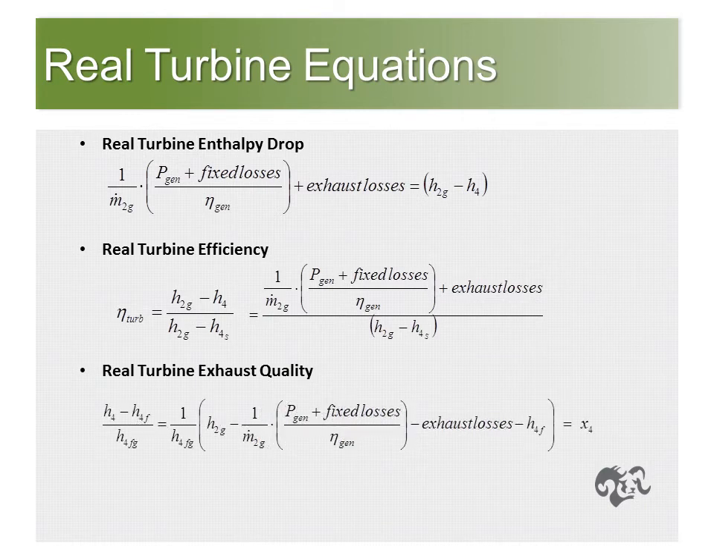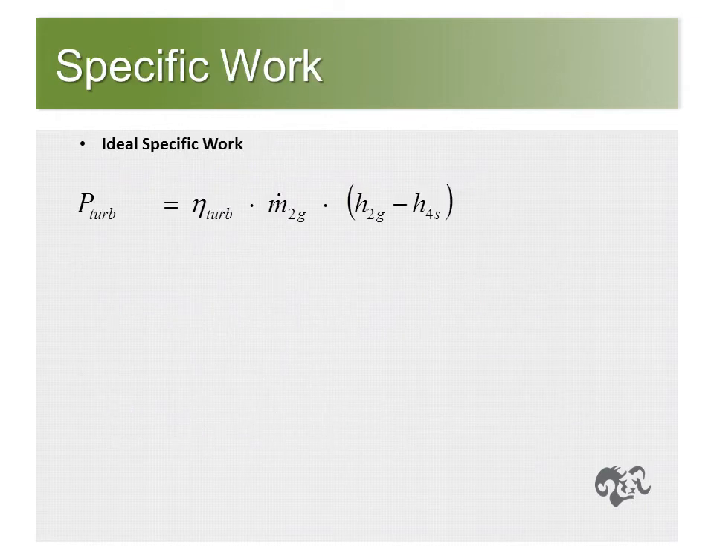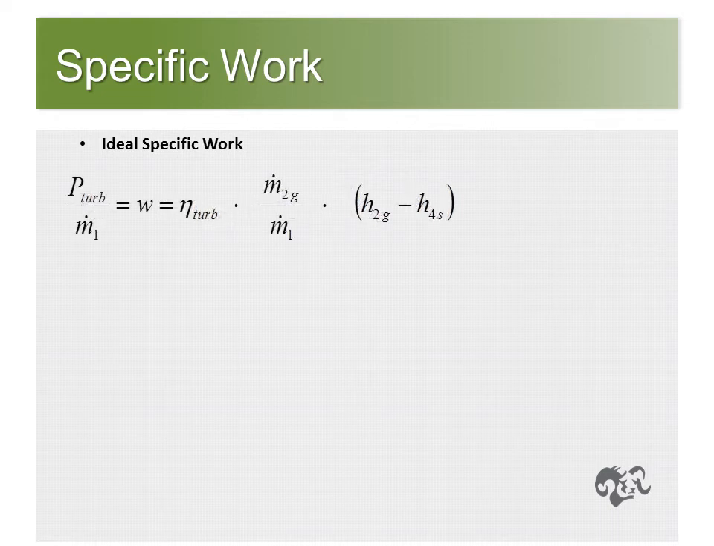Throwing in the condenser liquid enthalpy and the enthalpy of vaporization gives the actual turbine exhaust steam quality, which may be of interest to trend over time. Again, the turbine power output is just the mass flow times the isentropic enthalpy drop times the turbine efficiency. Expressed on a per reservoir mass flow basis gives the specific work.